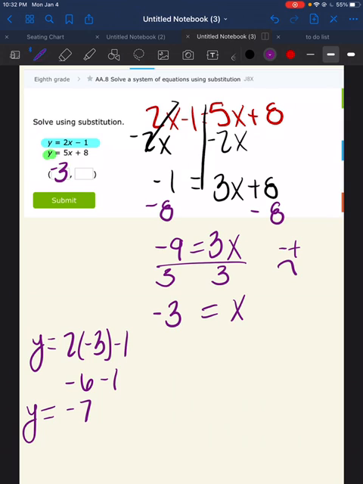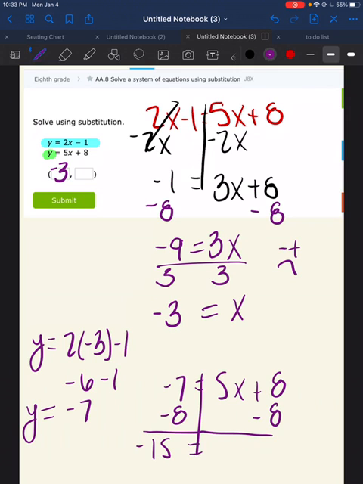And then I'm going to double check this with the other ones. So negative 7 equals 5x plus 8. I'm going to subtract 8 on both sides. I get negative 15 equals 5x. And when you divide both sides by 5, you get the negative 3 back. So yes, my solutions are correct. So when x is negative 3, we get a y of negative 7.